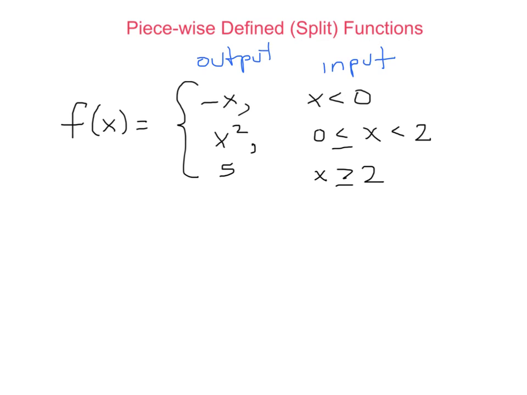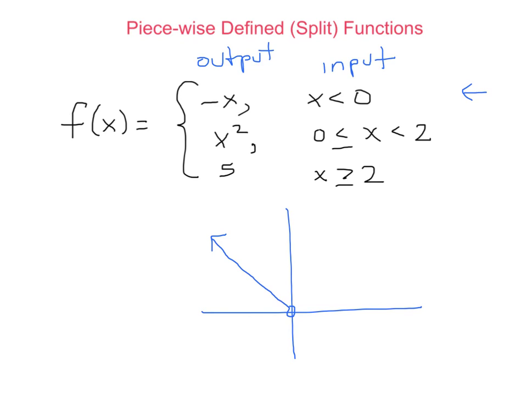So if I were to graph this picture, I am starting out with values for x that are less than 0, and when I have values for x that are less than 0, my output is to take the opposite of those values. So that picture would look like this. And I have an open circle at 0 because it says do not include 0 in that.